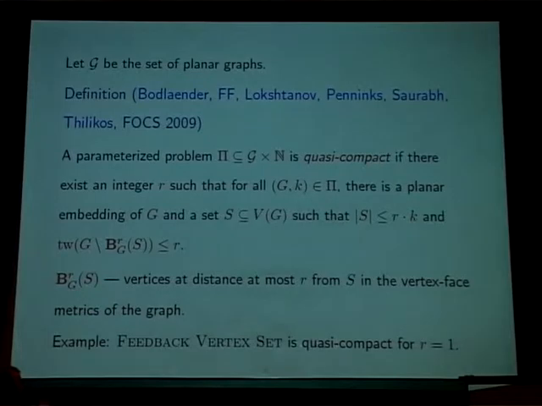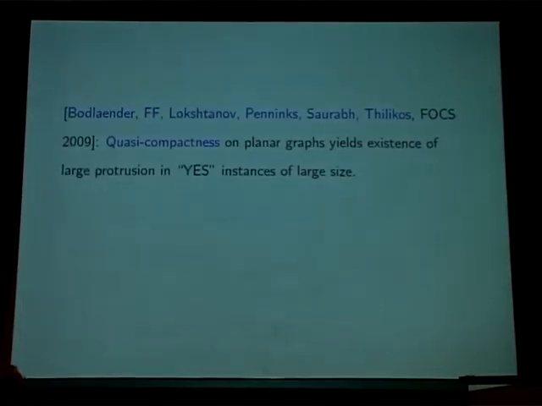So once again, the quasi-compactness property: a planar graph may be of huge treewidth, but this huge or non-constant treewidth is around just some balls of the vertices. And then it is possible to prove that quasi-compactness on planar graphs yields the existence of large protrusions in yes instances of large size.